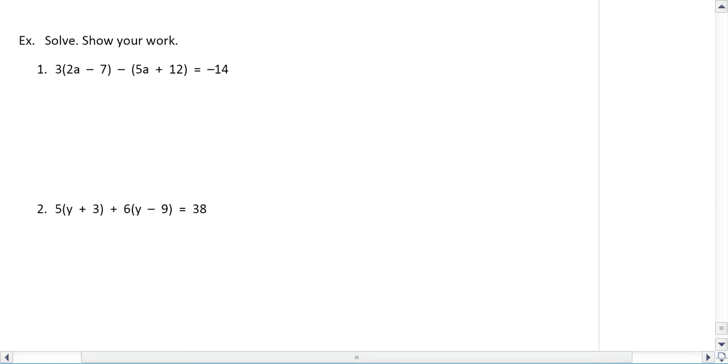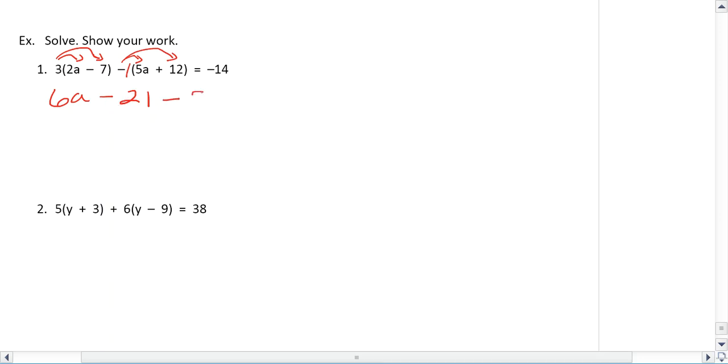And of course, as always, we show our work. So we're going to start here with the distribution. If drawing the arrows in helps you, feel free to do that. 3 times 2a is 6a. 3 times negative 7 is negative 21. And the only thing that's being distributed here is this negative sign. Some students prefer to think of this as a negative 1 sitting here, and if that visually helps you, go ahead and write it in. And again, we're just distributing this negative sign or this negative 1 to both terms that are in the parentheses.